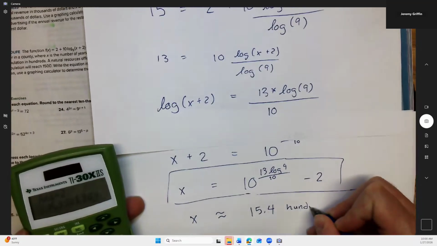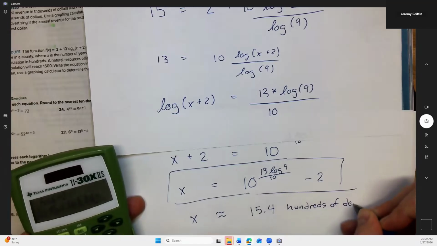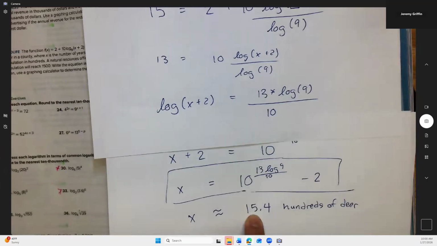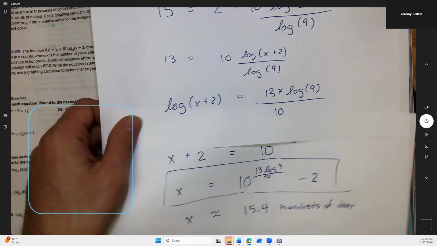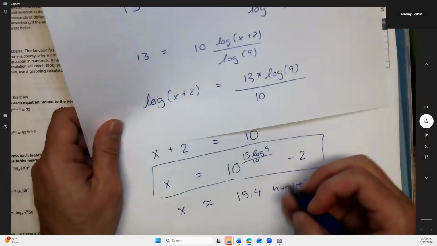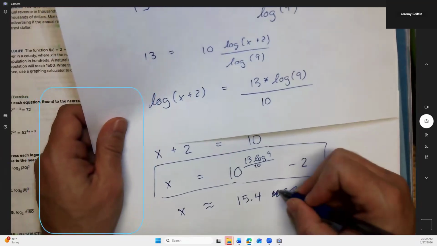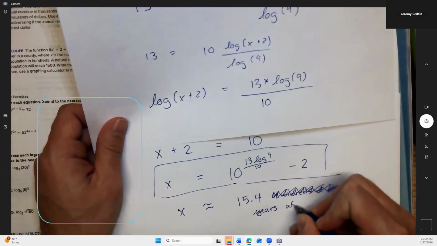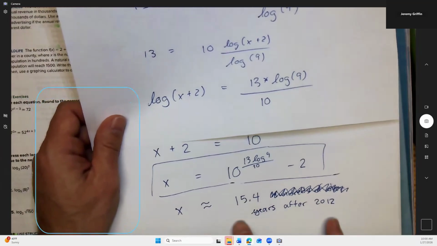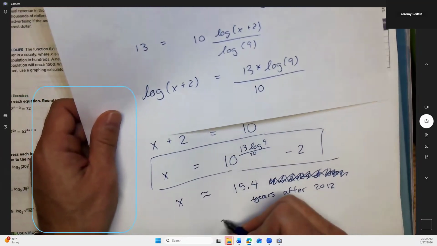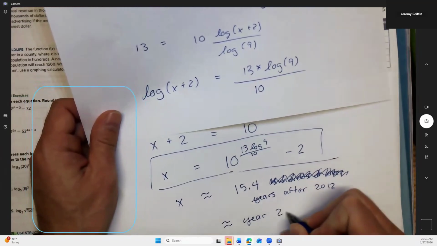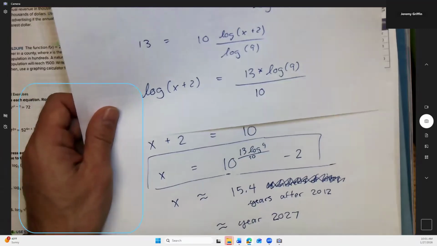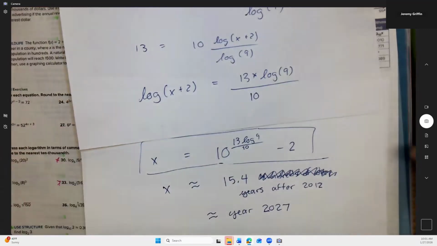Remember, this is hundreds of deer. I think it was deer, right? Yeah, hundreds of deer. So if I plug in 15.4 for x, then f of x should. Whoops, no, sorry. Guys, that's not hundreds of deer. I'm getting silly. What is that? The years. Yeah, this is years after 2012. So 15 years after 2012, what year is that? 2027. Yes. It's next year.